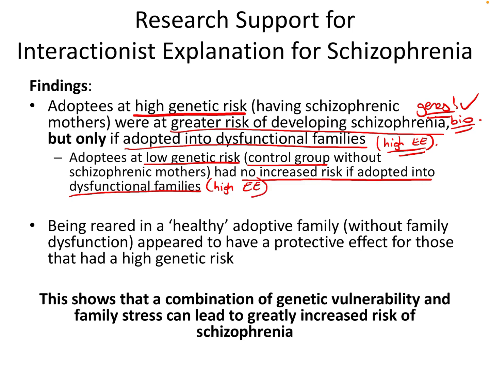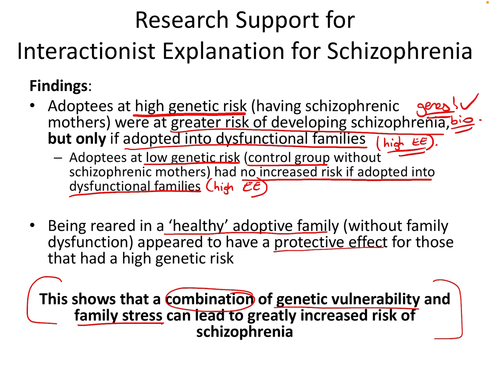So, some really, really interesting things going on here. It shows that a combination of genetic vulnerability and family stress can lead to greatly increased risk of schizophrenia. But just having family stress or just having genetic vulnerability alone were not enough. It needed to be the combination of genetic factors and family stress that increased one's risk. It also seems like being reared in a healthy adoptive family, so being involved in a family that didn't show high EE, was a protective factor.